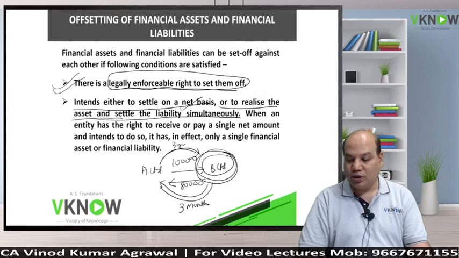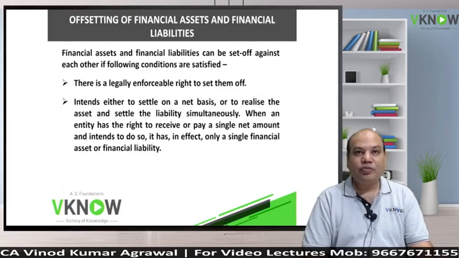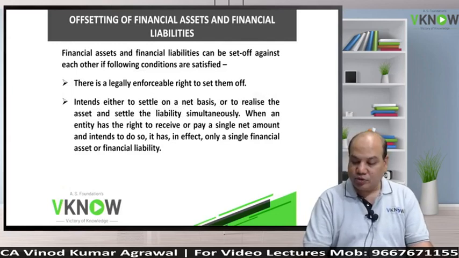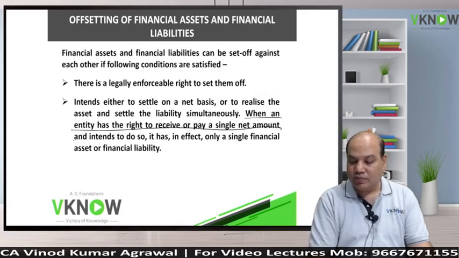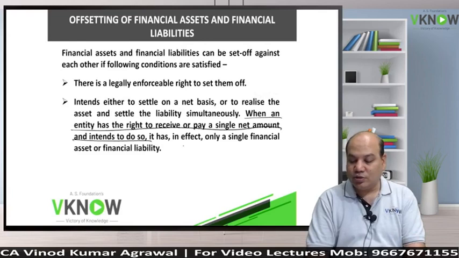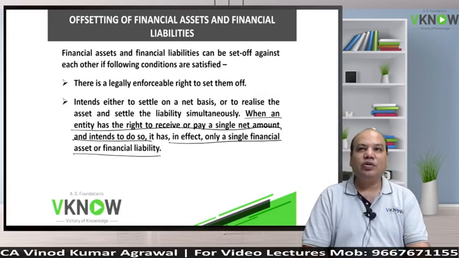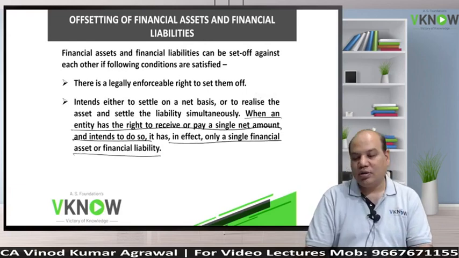So if these two conditions are satisfied, welcome, you can set off the financial asset against financial liability. So when an entity has the right to receive or pay a single net amount and intends to do so, the logic is when you have to receive or pay a single amount and you are intending to do that also, so what the standard says logically, you are holding one single financial asset or one single financial liability.